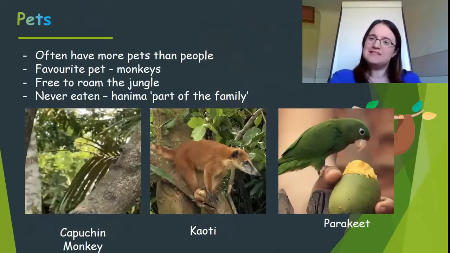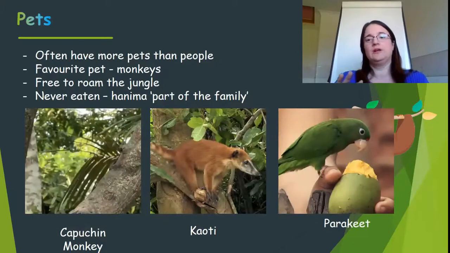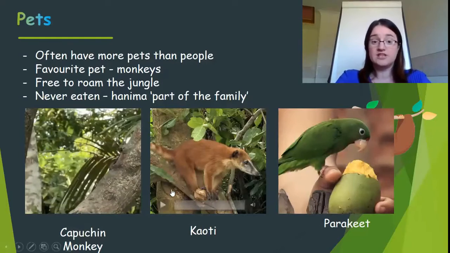The pets are a little bit different to the way we have pets. So when we have a pet, we tend to keep it inside our house, don't we? Or we certainly train it to come back to our house. These animals are totally free to roam the Amazon rainforest and the jungle. And they are looked after often. If something has happened to a parent of one of the baby animals, the children will look, and the mums in the tribe will look after these children.